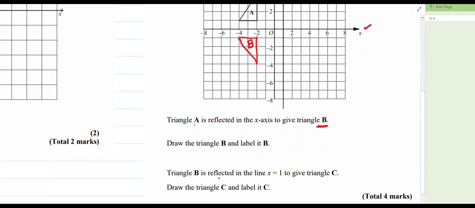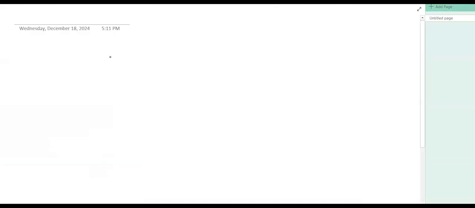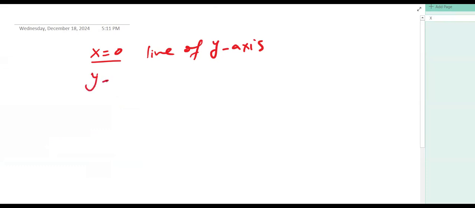The next part is saying the triangle is reflected in the line x is equal to 1. One thing please remember here. I will just take 1 minute from you guys. If you have x is equal to 0, x is equal to 0 is the line of the y-axis. Meaning we are referring to the y-axis. If it is y is equal to 0, it means the line of the x-axis. It means we are talking about the x-axis.